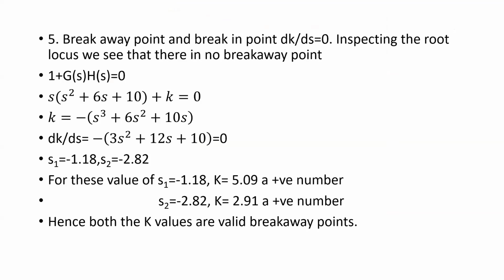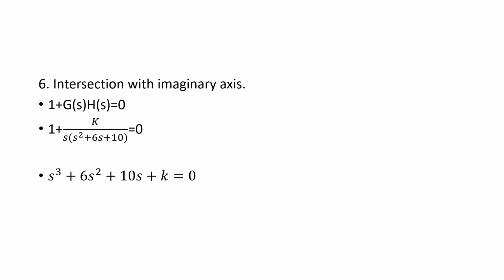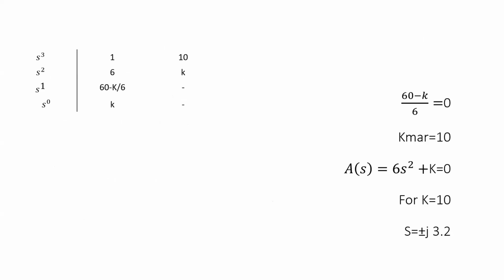Again, breakaway point has to be a part of root locus. That is where the root locus comes, meets the poles and breaks. So the breakaway point has to be on the root locus and it has to satisfy the angle criteria. If you substitute these values of s in the transfer function and you get the angle as 180 degree, it means it is satisfying the angle criteria. And the value of k is positive, so both of them are valid breakaway points. Then where do they meet the imaginary axis? At plus and minus j 3.2.